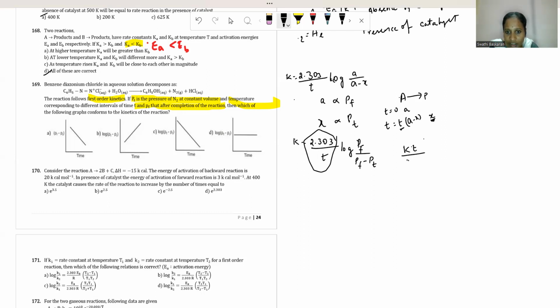So it will become KT divided by 2.303 is equal to log PF minus log of PF minus PT. This is what I will get, right? Now, the graph is shown between log of PF minus PT in all the cases, that is three cases. In this case it is PF minus PT versus time, and in these cases it is in terms of log of PF minus PT. So if we want to express it this way, we will take this log PF to the other side.